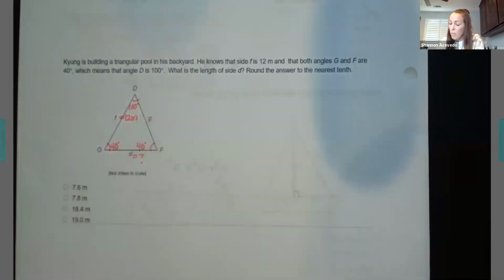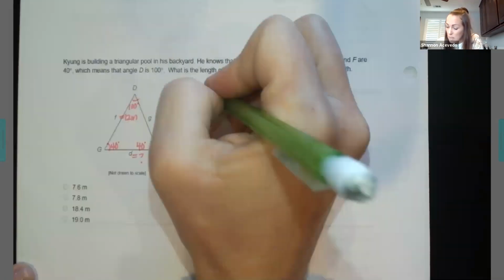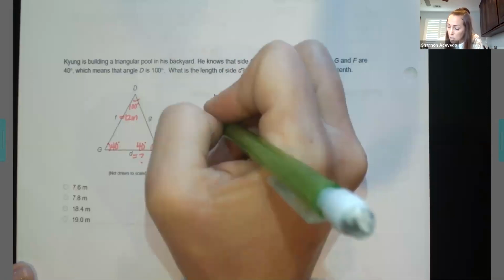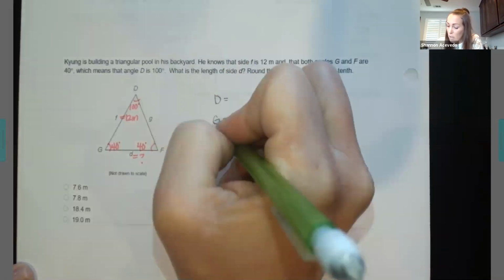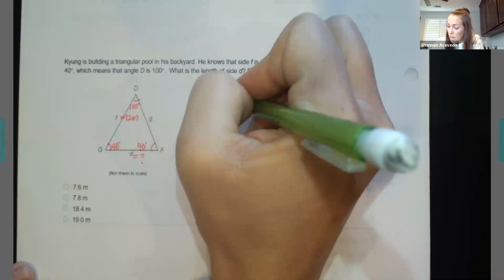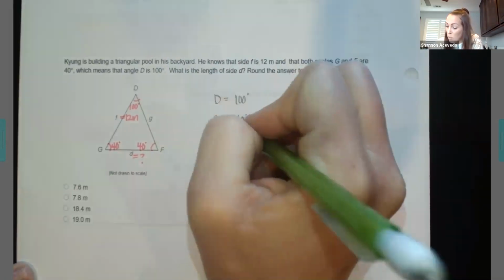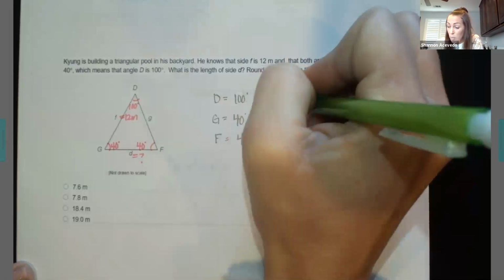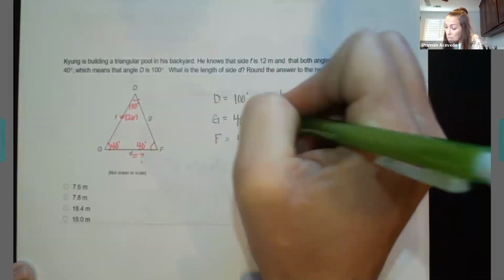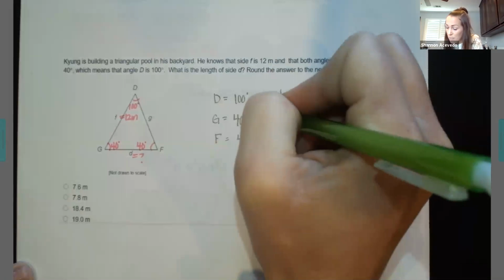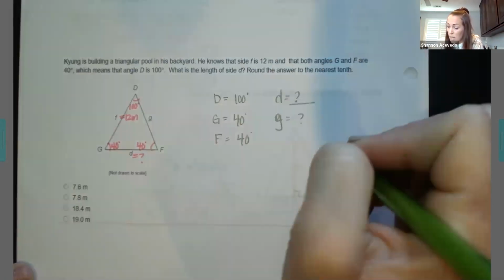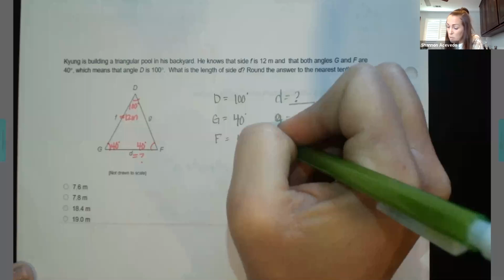So if I set up my information, I know it's triangle D, G, F. I know that D is 100 degrees. I know that G and F are 40 degrees. I'm looking for my side D. I don't know what that is. My side G, I don't know what it is either. And my side F is equal to 12 meters.